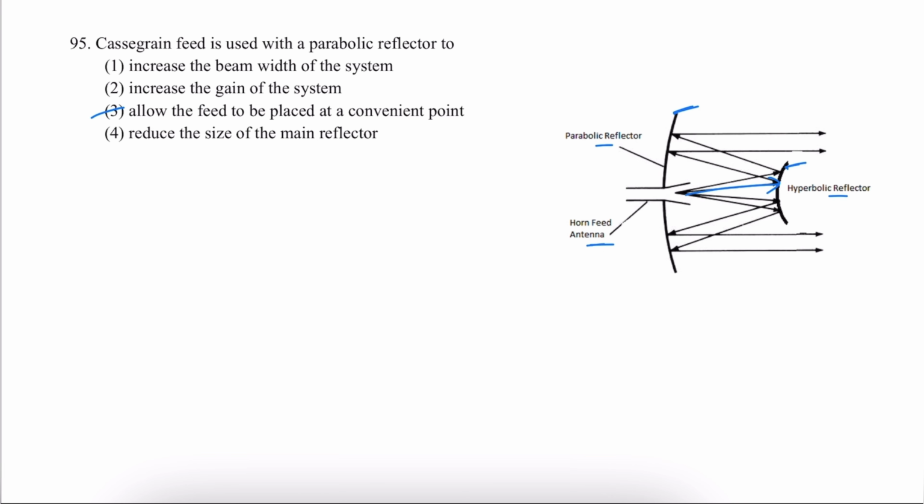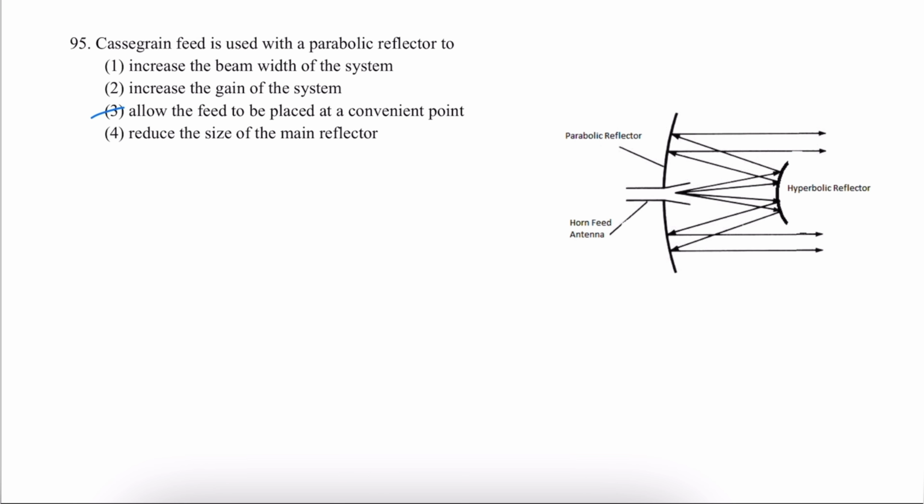The Cassegrain feed is used with a parabolic reflector to allow the feed to be placed in a convenient point. And the disadvantage of this Cassegrain feed is that some of the radiation from the main reflector is blocked by the hyperbolic reflector. So the correct option is 3.